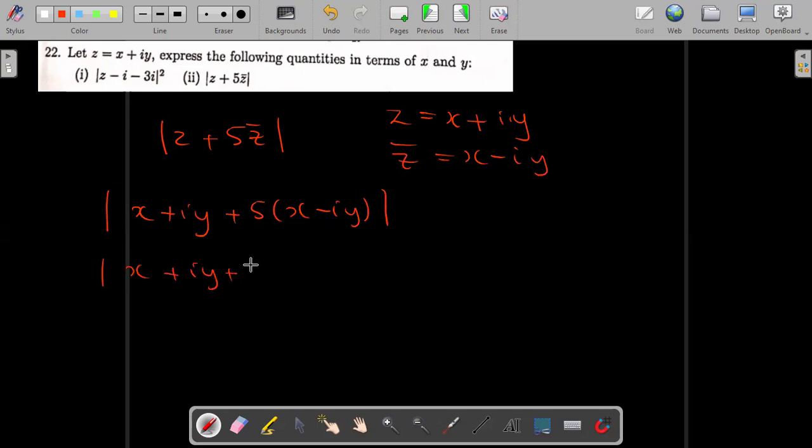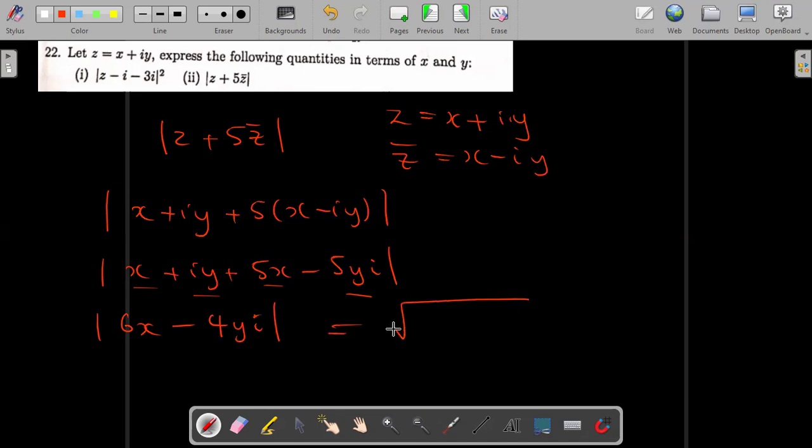You multiply there, you get plus 5x, then you get negative 5yi, like that. Then you can add these two, you get 6x, then you add this and that there, you see that you just get negative 4yi, like this. So from here, you can rewrite this to say this is going to be equal to, you have that your complex number has the real part here, the imaginary part there. So you square what? You square this side, including that negative sign there.